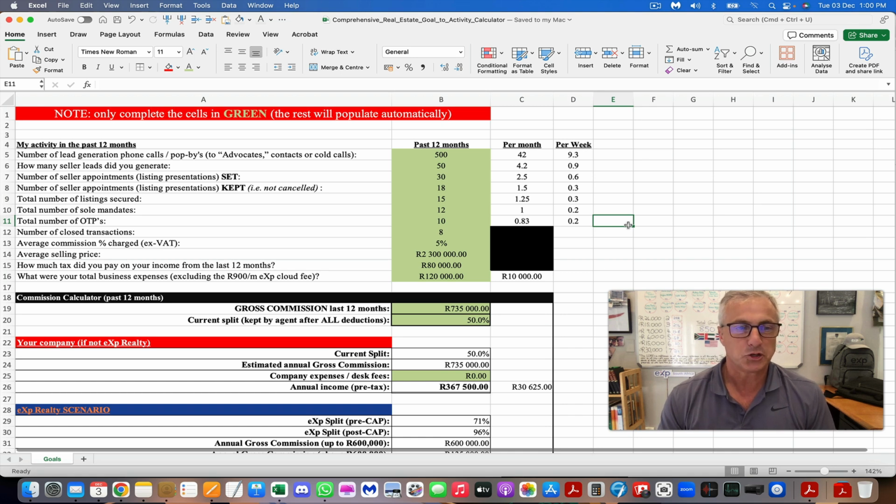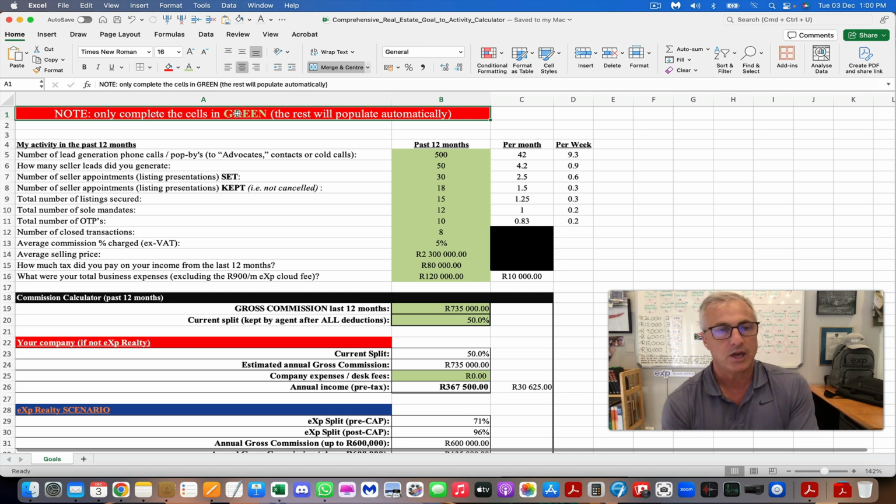Hopefully this will be a short explanation of how to use this real estate goal to activity calculator. It's got a number of sections in it. Just notice the instruction at the top here. You only need to fill in the cells that are highlighted in green. The rest of all of the information will calculate automatically. Don't fiddle with the other cells.